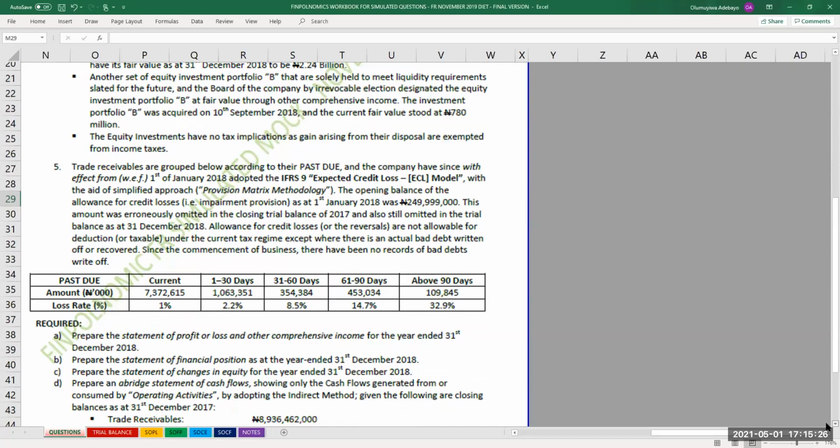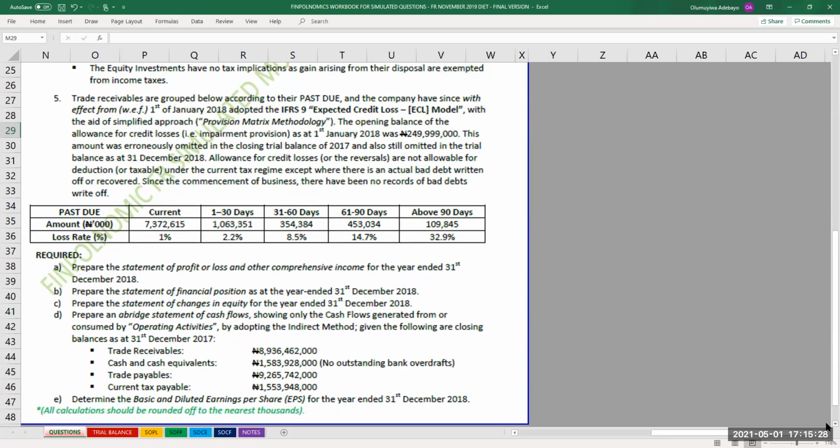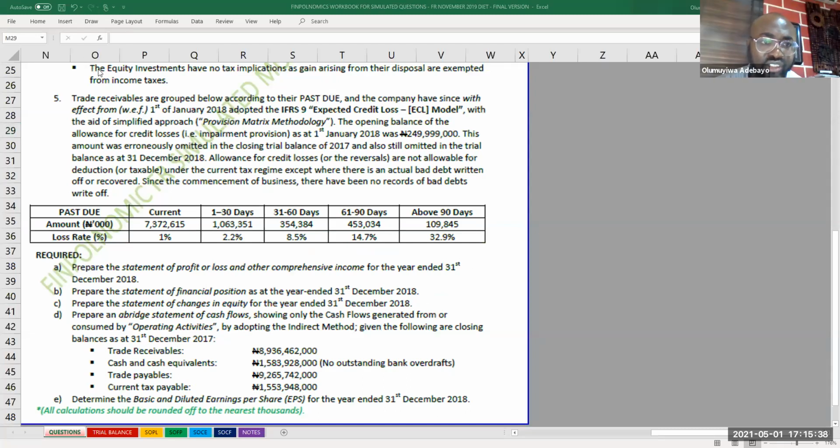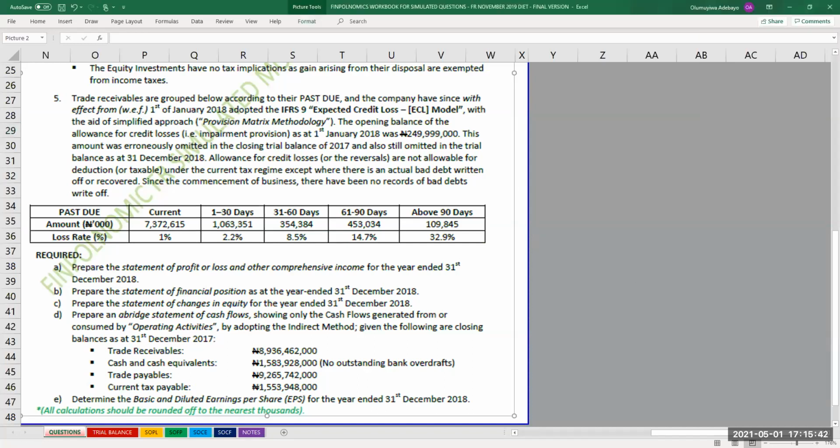Additional information five. Trade receivables are grouped below according to their past due. Sorry, before information five, you've missed this. The equity investments have no tax implications as gain arising from their disposal are exempted from income taxes.